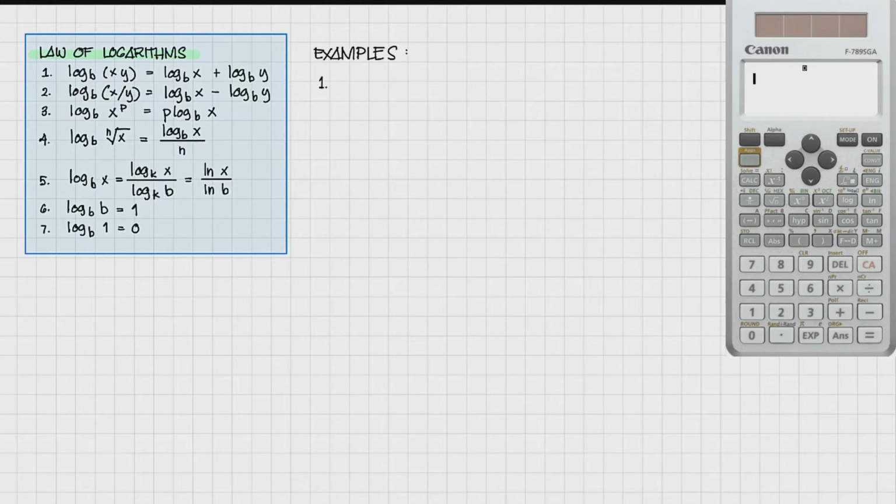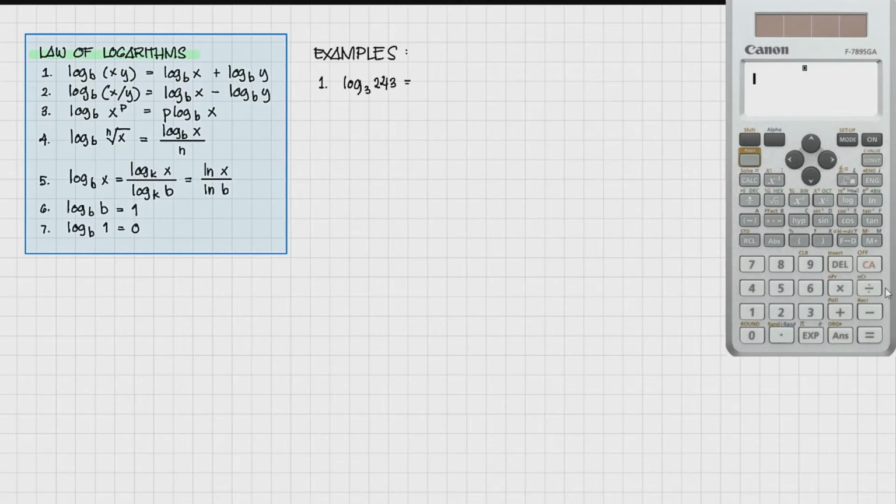Okay, so some examples. Let's try it out. Say you have log of 243, base 3. Now, how do you solve this? To solve this, you're just going to use your calculators. You don't really need to make things more complicated than that.